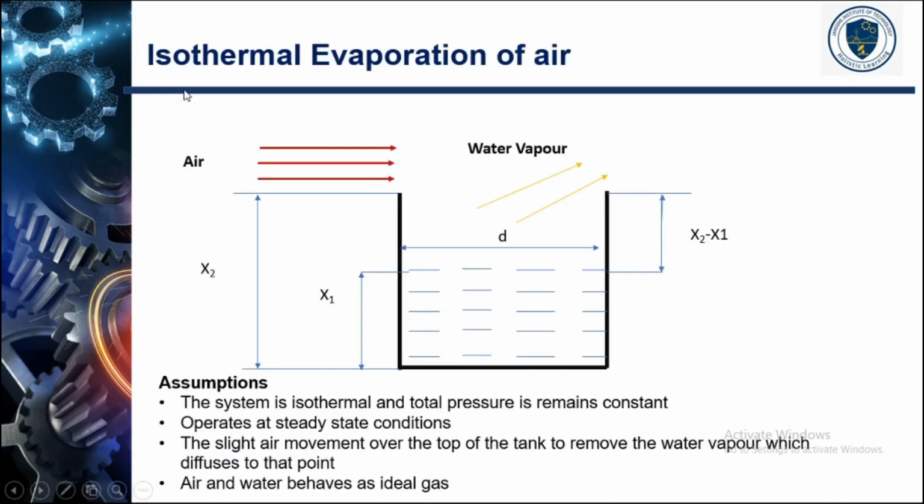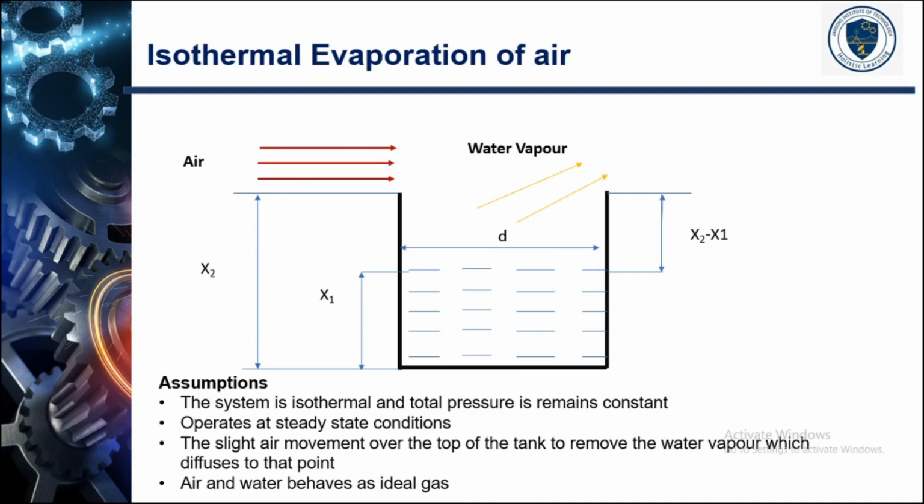Now I will explain the concept of isothermal evaporation of air. To explain isothermal evaporation, consider a pan with a diameter d filled with water to a height of x1. Now air is passed over this pan. Due to the concentration difference, what happens? The water gets evaporated and the air takes that water. This situation is known as the isothermal evaporation condition.